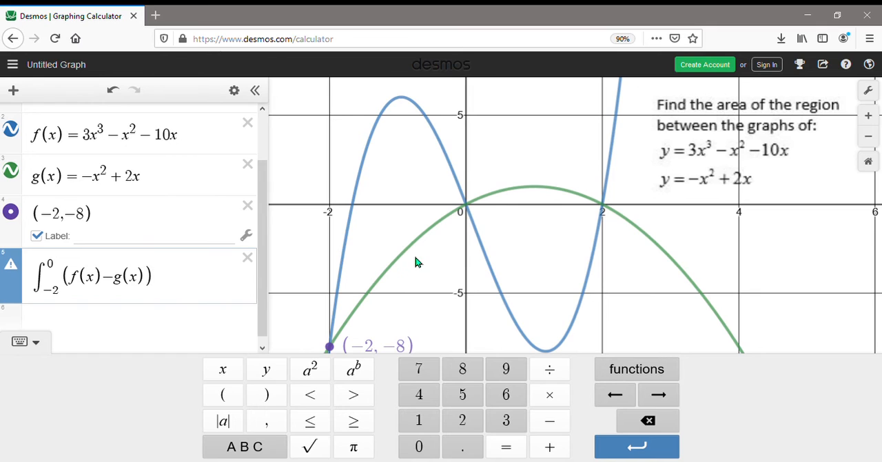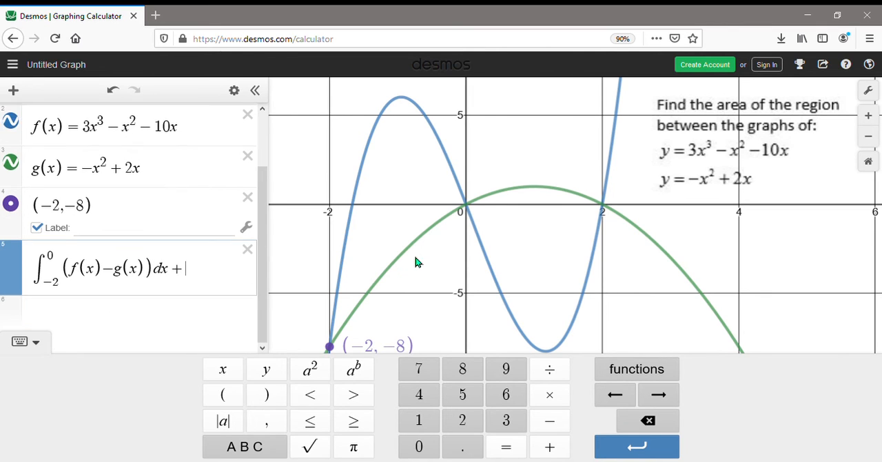Close those parentheses, integrating with respect to x, and that is the first part of our integral. First part of the final answer, the integral for the left region.